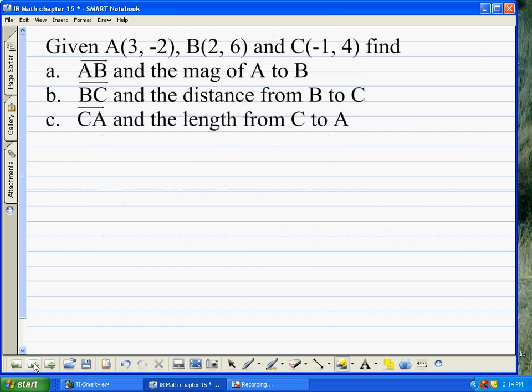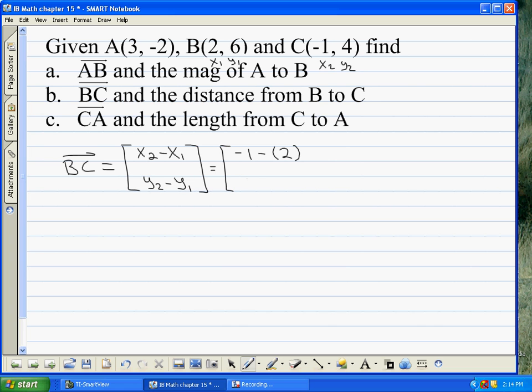Part B is done the same way. I need to find the component form of BC right there, and I need to find the distance from B to C. Again, since I'm going from B to C, that means that C is the x2 and the y2, and B is the x1 and y1. Starting off, vector BC in component form is equal to x2 minus x1, y2 minus y1, which is equal to x2 is negative 1 minus 2, which is x1, y2 is 4 minus 6. This is equal to a negative 3 and a negative 2.